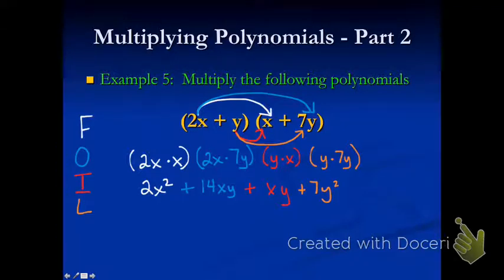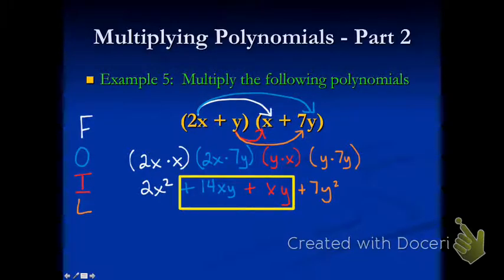And now we're going to look for any like terms that we have. 2x squared, we don't have any like terms with that. We have a positive 14xy, and we have a red xy. So those are like terms, so we're going to combine them. And we get 2x squared plus 15xy plus 7y squared. And that is your final answer, and that's how you want to write the final answer: the x squared at the beginning, the y squared at the end, and the xy combo in the middle.